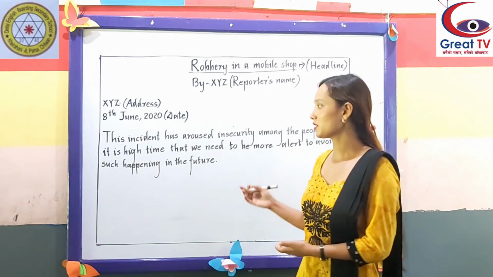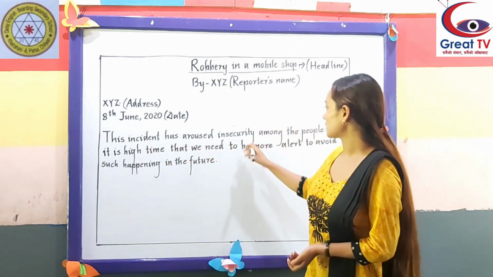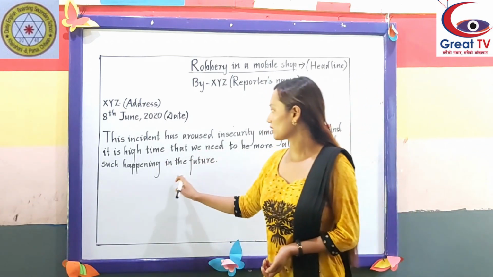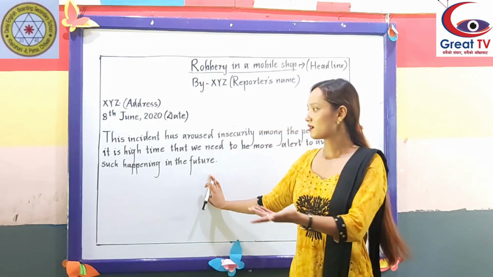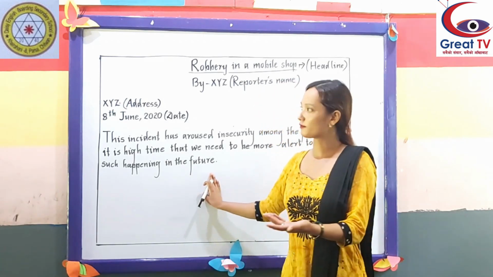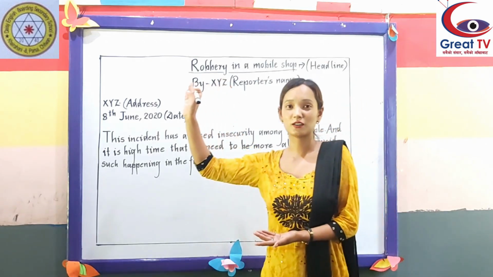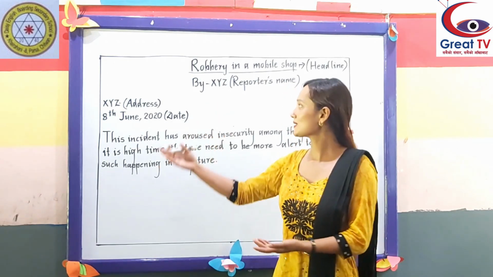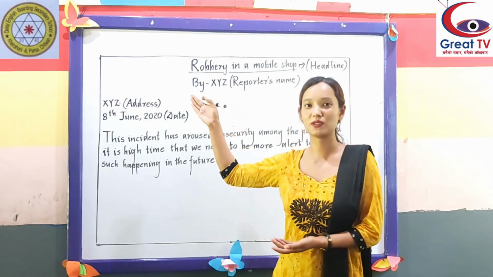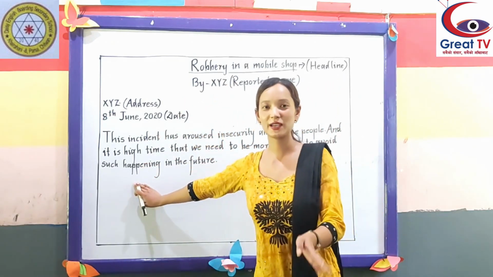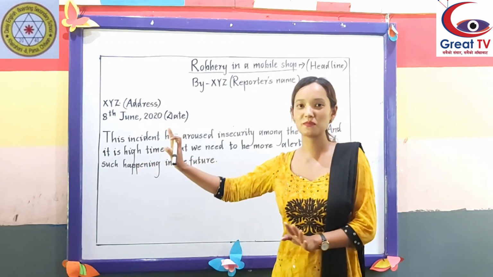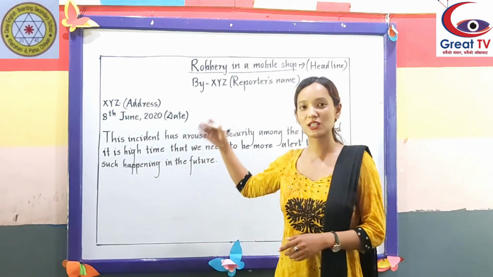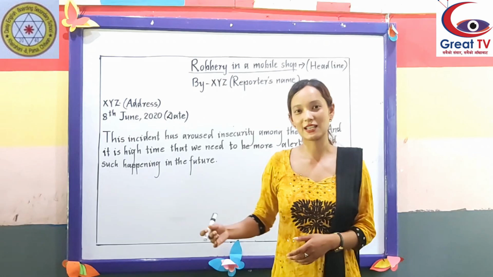What I have written here is: this incident has aroused insecurity among the people, and it is high time that we need to be more alert to avoid such happenings in the future. So here the message is the lesson that you got from the incident. Why did the incident occur? To some extent, it was because of our carelessness that such an incident happened in our society. So from this incident we learned that it is high time we need to be very careful, so that such an incident does not repeat in our society in the near future.